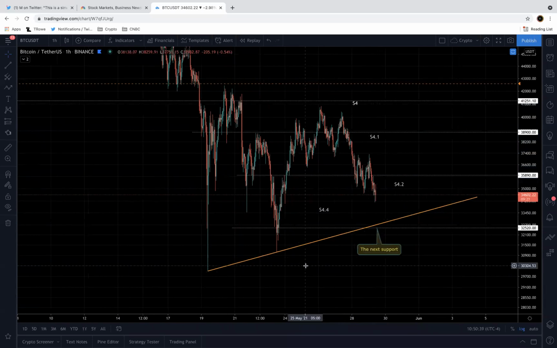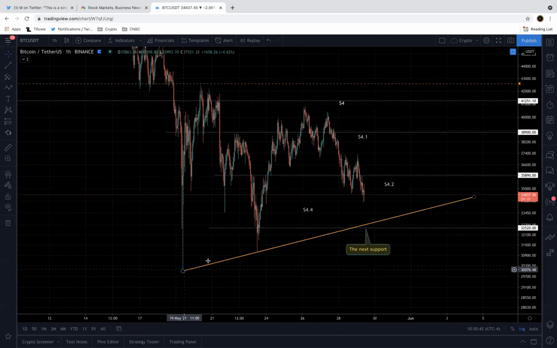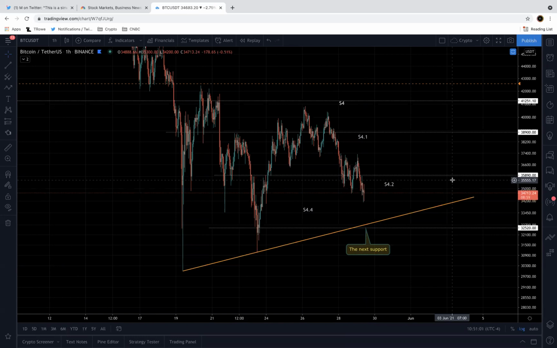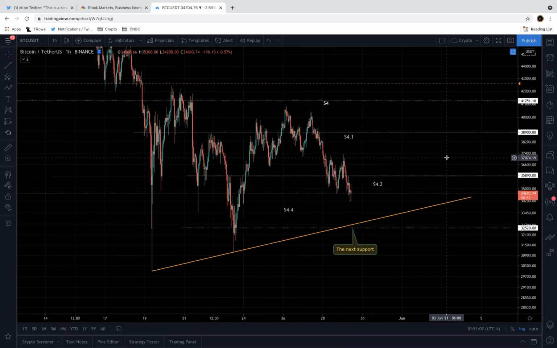Technically speaking, this is still making higher lows. This was the lowest, then a higher low. Right now this is the recent low, but even if it comes down to this level, this is still a higher low, and it won't change anything. It's just extending the boredom, extending the chaos, extending the frustration, but it won't change anything fundamentally.